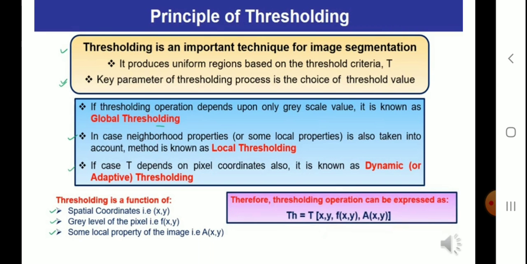On the basis of it, the threshold is a function which contains the spatial coordinates, that is x comma y, the gray level of the pixel, that is f(x,y), and some local properties of the image, that is a(x,y). Therefore the thresholding operation can be expressed as T = T[x, y, f(x,y), a(x,y)], which contains the spatial coordinates, the gray level of the pixel, and some local properties of the image.